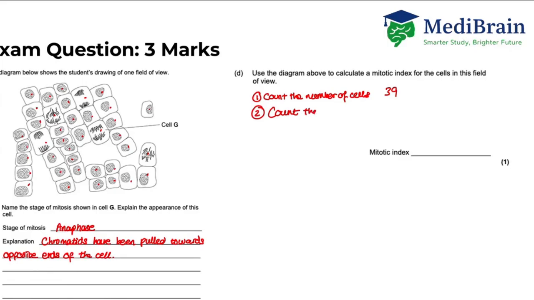Count the number in mitosis. So as you can see, this one is in mitosis, this one is in mitosis, this one is in mitosis, this one is in mitosis, and this one is in mitosis as well. Okay, so we've got 1, 2, 3, 4, 5. 5 are in mitosis. Then we just do the number in mitosis, which is 5, divided by 39. And I'm just going to leave my answer as a decimal.